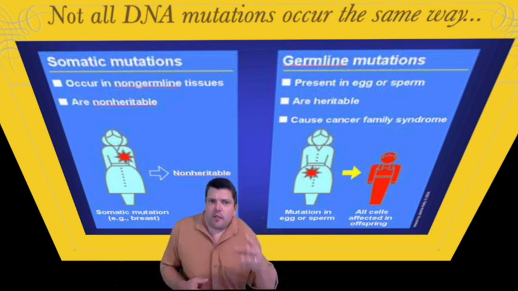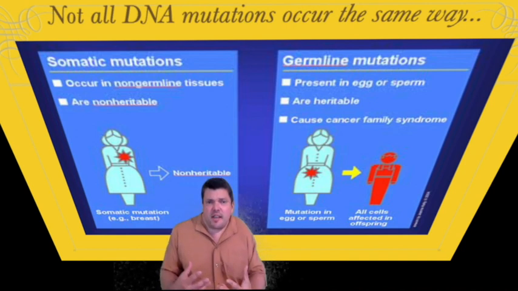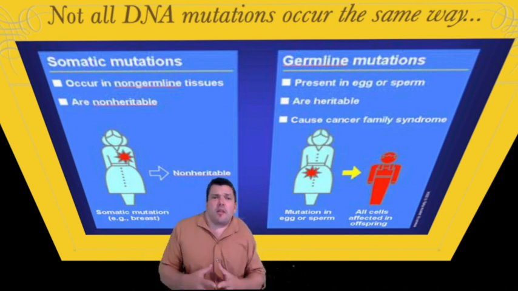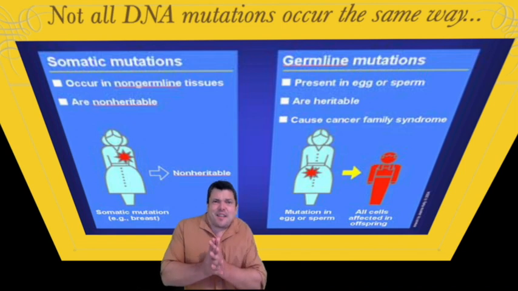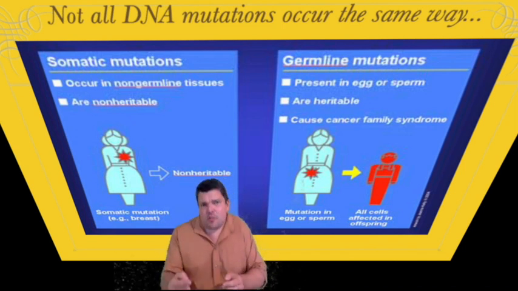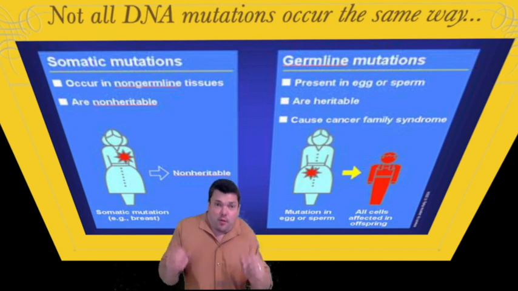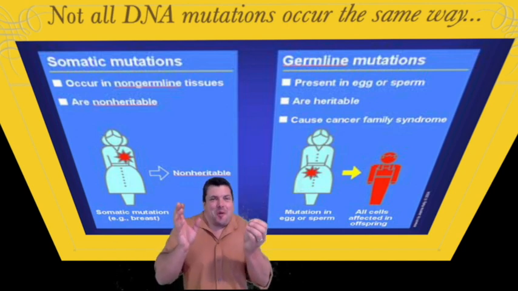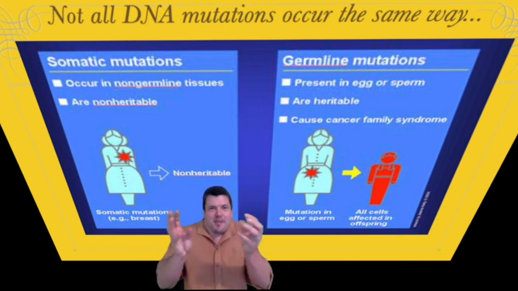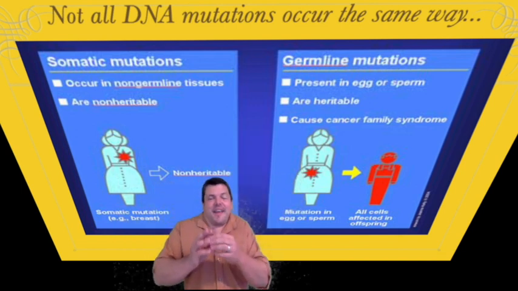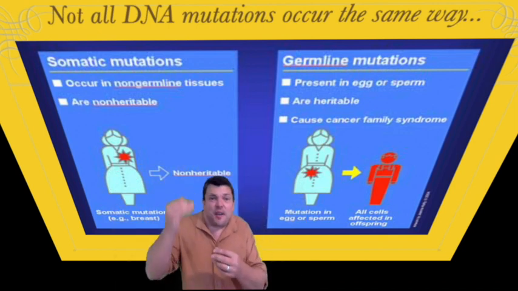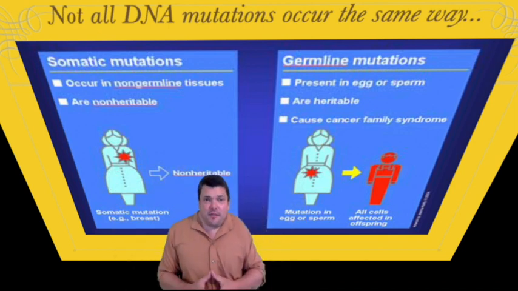A somatic mutation is a mutation to DNA that we take on sometime during our lives. It's isolated to the cell in which the damage occurred. Contrast that with a germline mutation, which is a mutation present in an egg or a sperm. All right? When those two things come together, it creates an organism that has that mutation in every cell in its body.